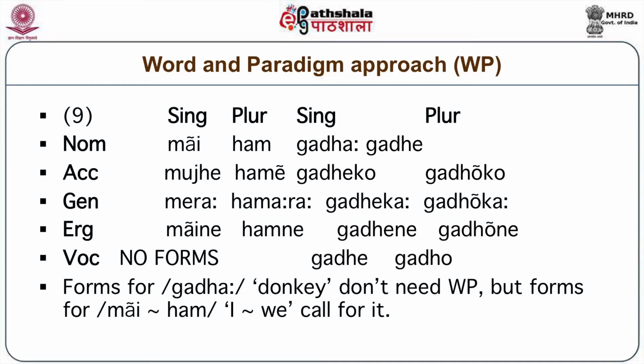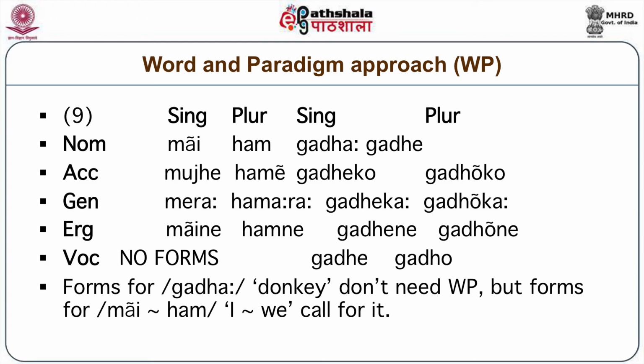So if you compare the Hindi-Urdu paradigm for the first person pronoun, main, hum, I, we, with the paradigm for donkey, gadha, since I am a donkey, for me this is a paradigm about me, right? You will find main, hum, gadha, gadhe, mujhe, hamein, gadhe ko, gadhon ko, mera, hamara, gadhe ka, gadhon ka, maine, hamne, gadhe ne, gadhon ne, and in the vocative no way to call myself, but the vocative for the donkey is gadhe in the singular, gadho in the plural.